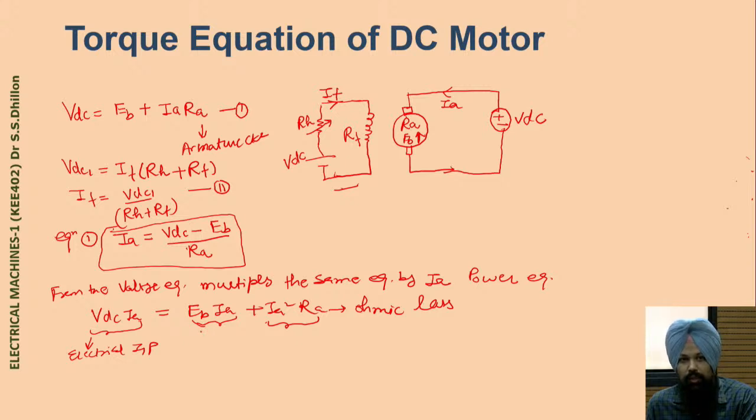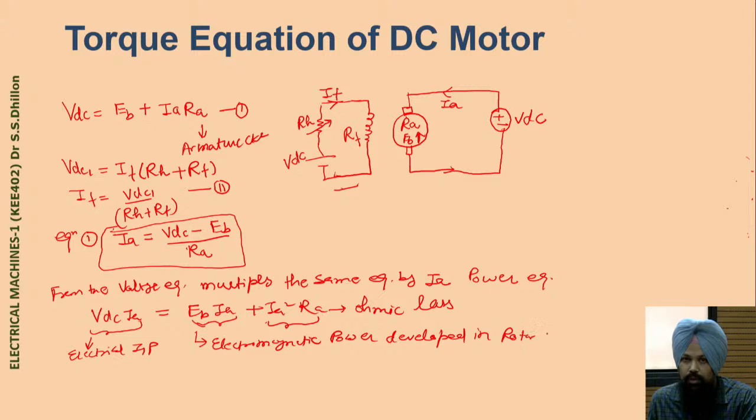This is the electromagnetic power that is developed in the rotor or armature circuit. This is the electrical power which is converted into mechanical power.